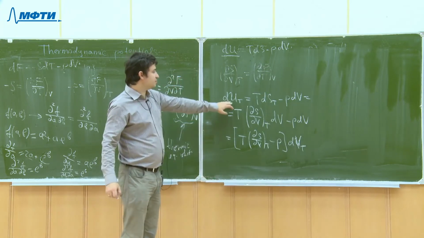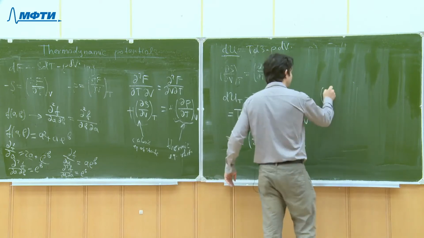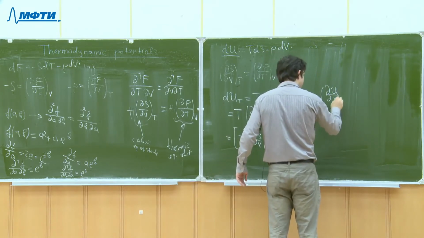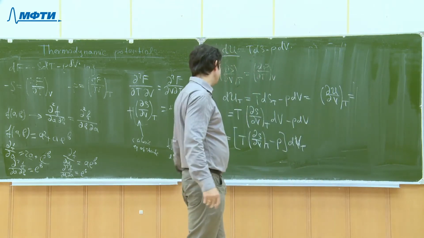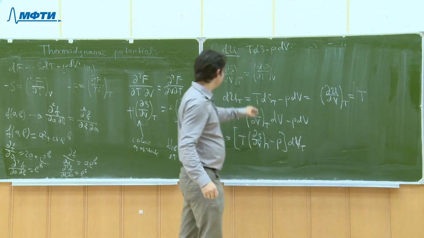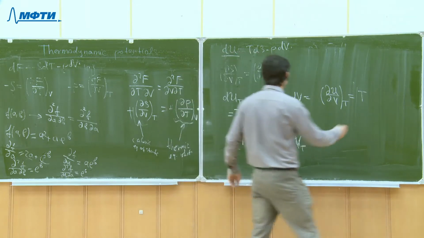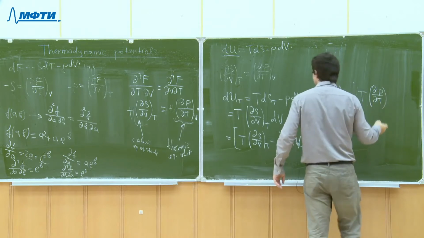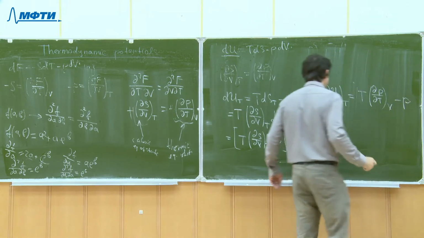Then if I divide dU by dV at the constant temperature, that would give me the partial derivative dU over dV at the constant temperature, and that would be T times dS by dV. Then using this, I get that this is actually T times dP over dT at the constant volume minus pressure.